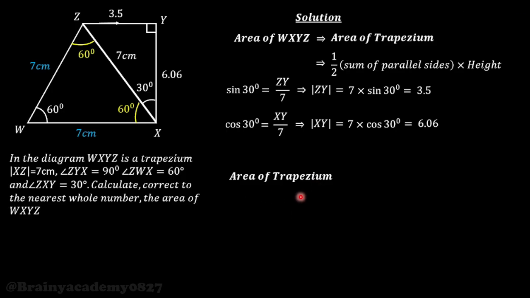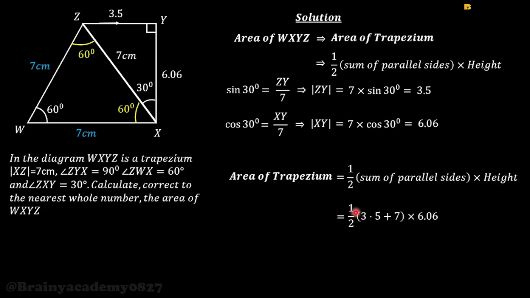The area of the trapezium is equal to half times, in brackets, the sum of the parallel sides, times the height. So we have 1/2 times (3.5 plus 7) times 6.06. This is equal to 63.63 over 2, which is 31.815. But the question said we should calculate correct to the nearest whole number. So our final answer is 32 cm squared.